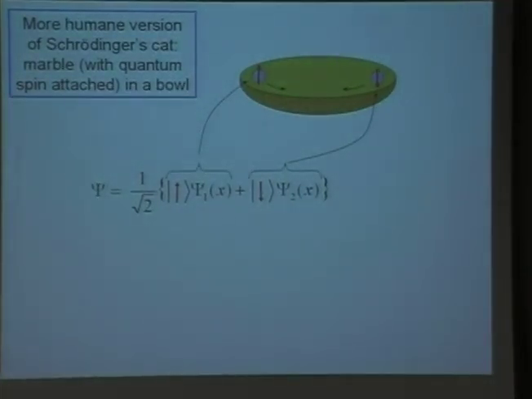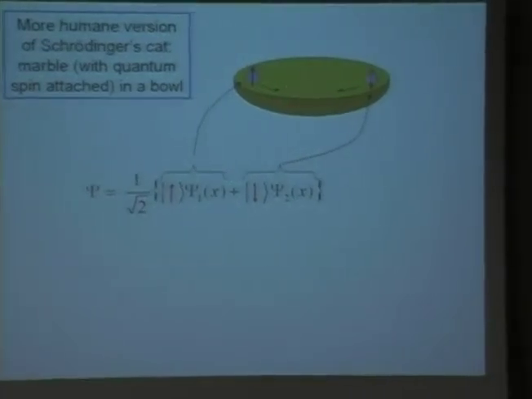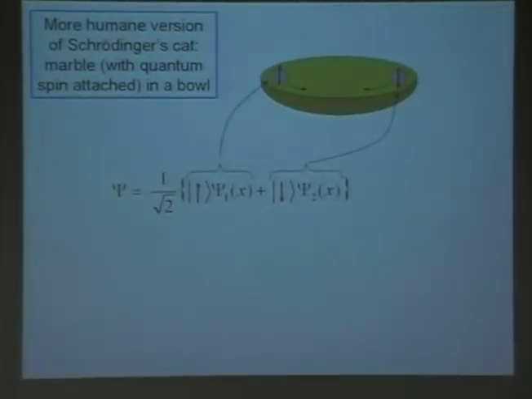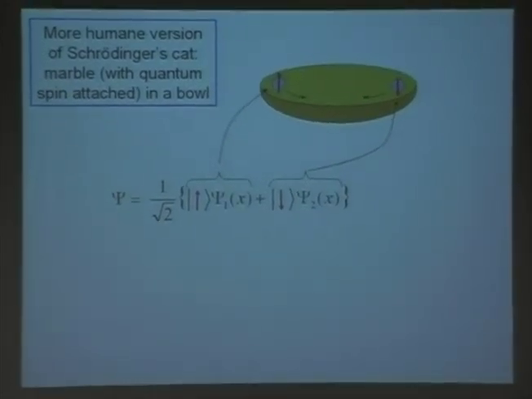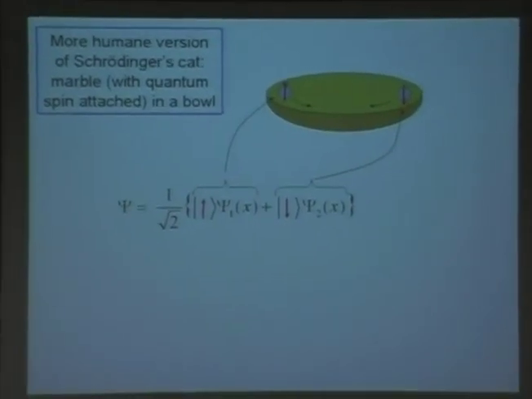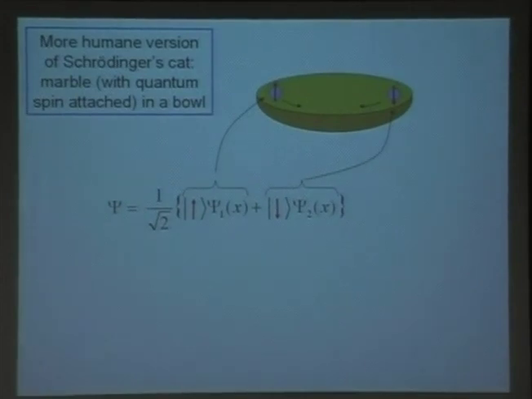So if we go back to Schrödinger's cat example, here's a bit more humane version of one, which has the same properties. Suppose we think about a marble in a bowl, and the marble can roll back and forth in this bowl. And we somehow have attached an atomic particle to this marble. You can think, for example, about an electron that has two states, with a spin oriented up or down. And we've attached this electron to this marble.